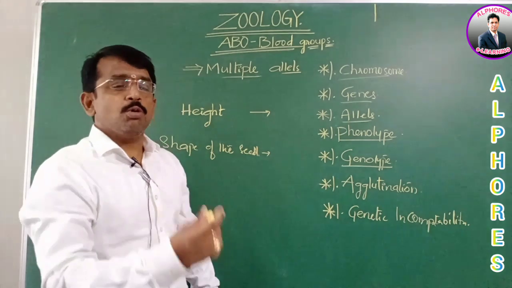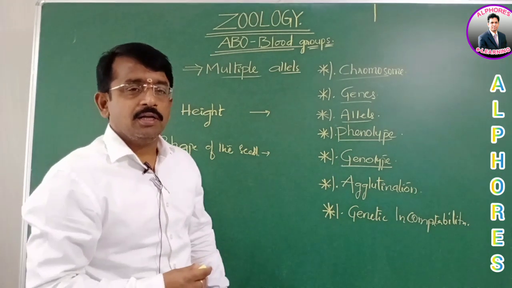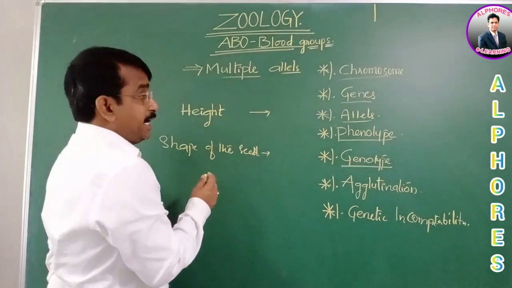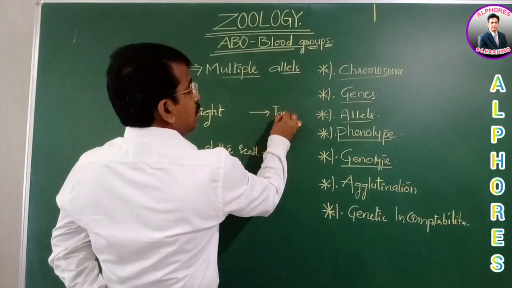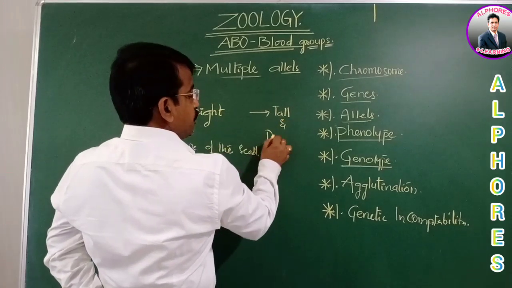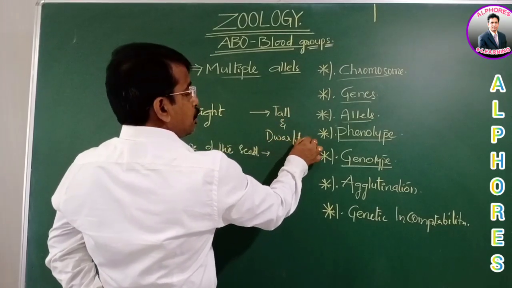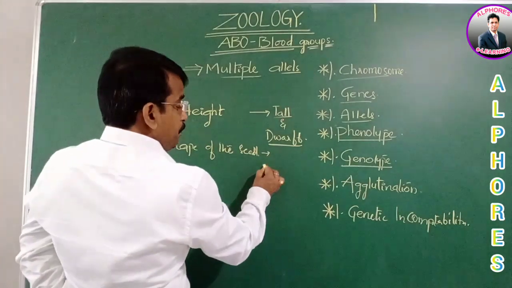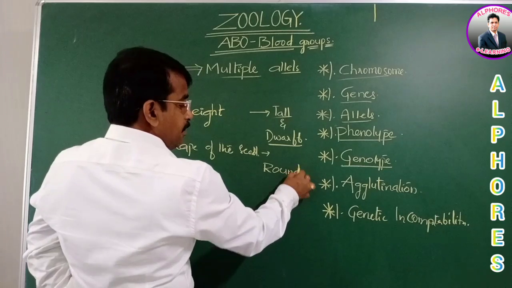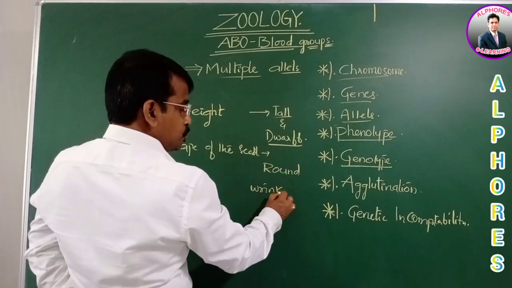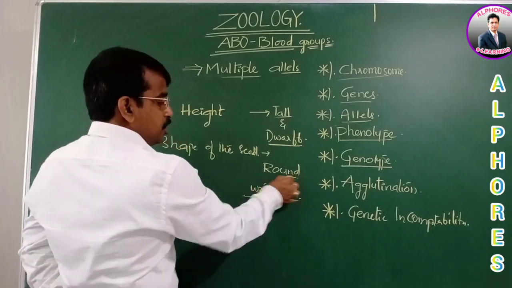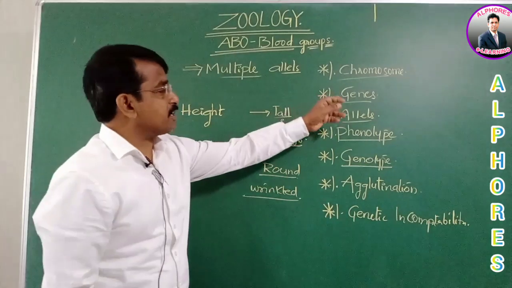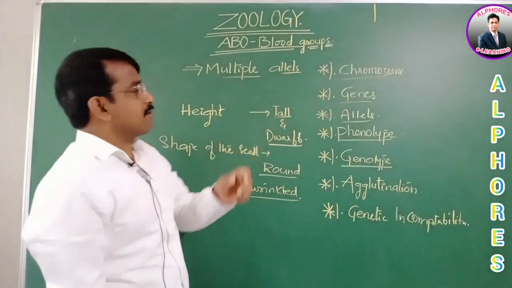Gregor Johann Mendel did experiments on Pisum sativum, the pea plant. Height can be tall and dwarf. Shape of the seed, for suppose, may be round and wrinkled. Is it clear? What I am saying is, the genes are the factors for each and every character in the body.